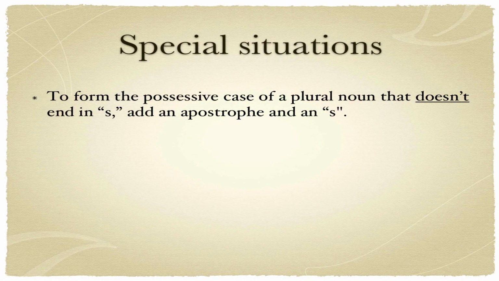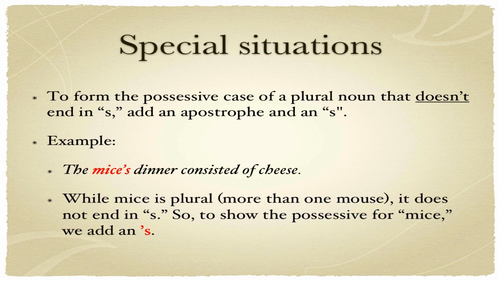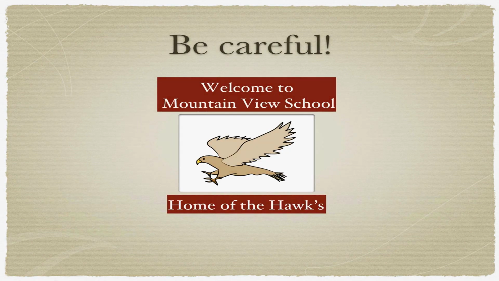To form the possessive case of a plural noun that does not end in S, we add an apostrophe and S, just like we would do with the singular. So here's an example. The mice's dinner consisted of cheese. Now, singular of mice is mouse. The plural is mice. It is a plural that does not end in S. It's irregular. So how do we form the possessive? Well, we just write M-I-C-E and then apostrophe S, because it is a plural noun that does not end in S. Easy peasy. Mice is plural. It does not end in S, so to show the possessive, we just add the apostrophe S.